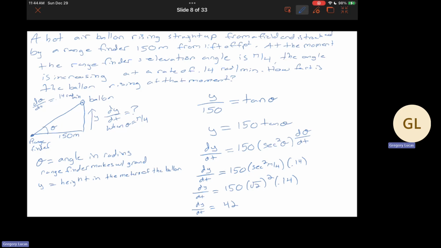All right. So this tells us the balloon is rising at a rate of 42 meters per minute.